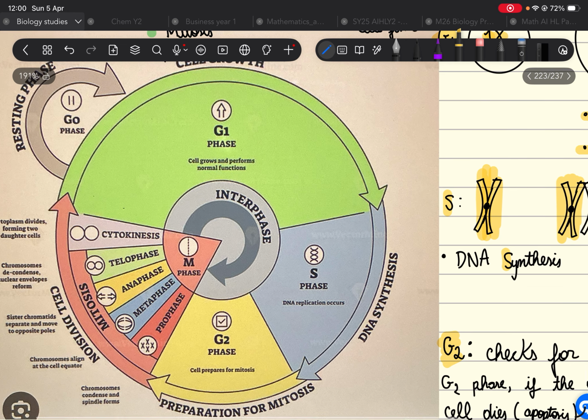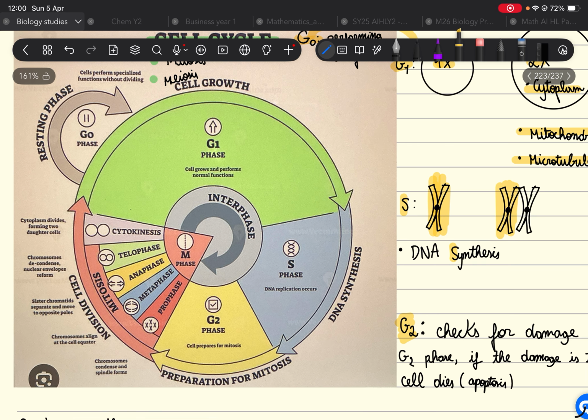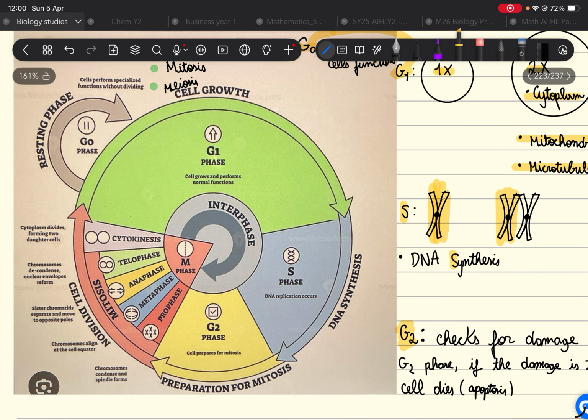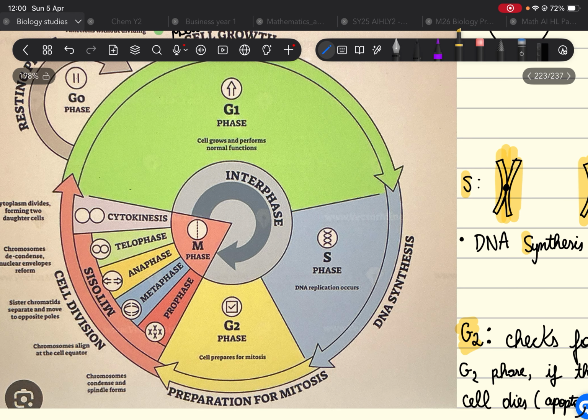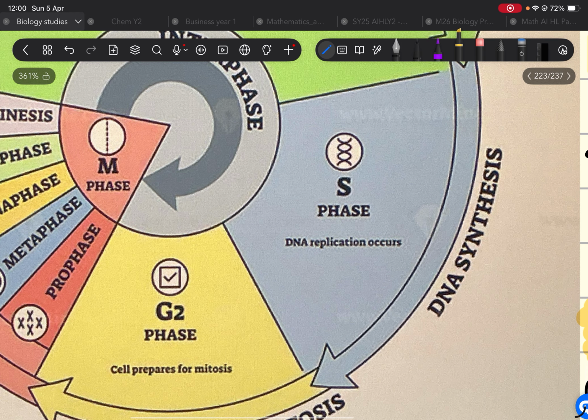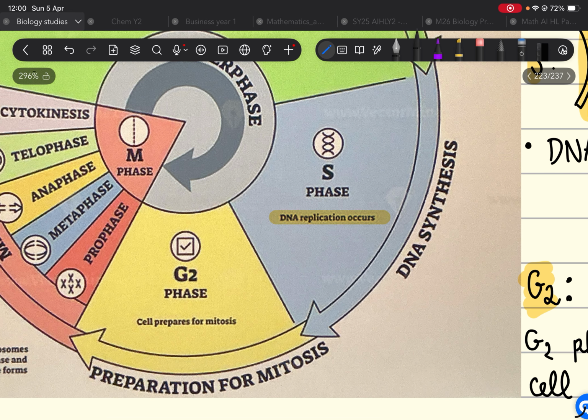So let's look at this diagram so we can understand the cell cycle. Okay, so we have the G0 phase, which is the resting phase. Then we go to the G1, where the cell grows. Then we have the S phase, when the DNA replicates, and DNA replication is an important concept.